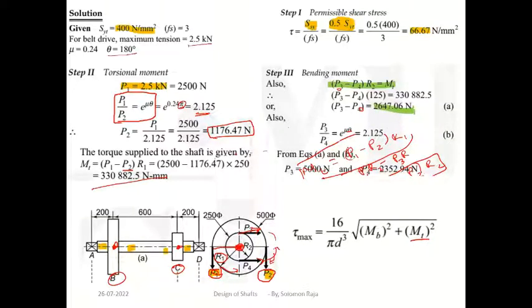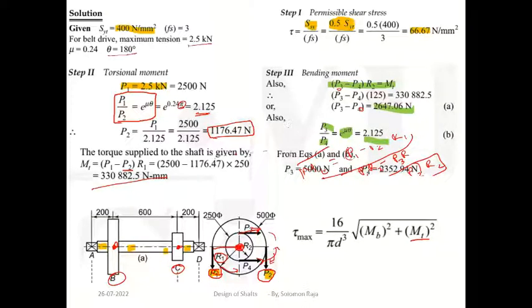Now I have this relation: P3 by P4 equals e to the power mu theta. The angle of wrap theta is pi and mu is 0.24. So the value of e to the power mu theta is 2.125.